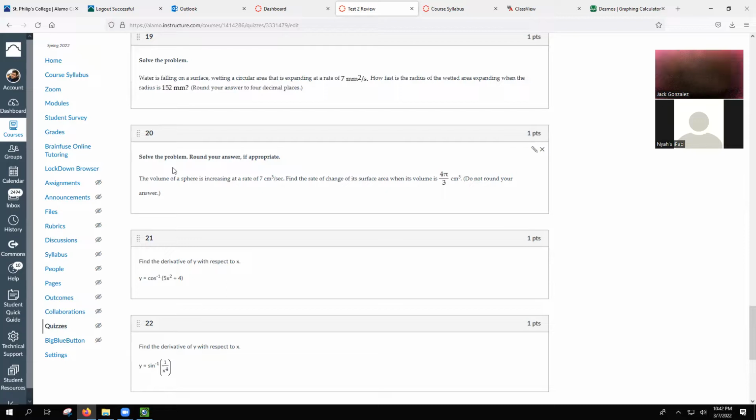The water is falling on the surface, but in a circular area that is expanding at a rate of 7 millimeters squared per second. How fast is the radius of the wetted area expanding when the radius is 152 millimeters? Guess the right question.